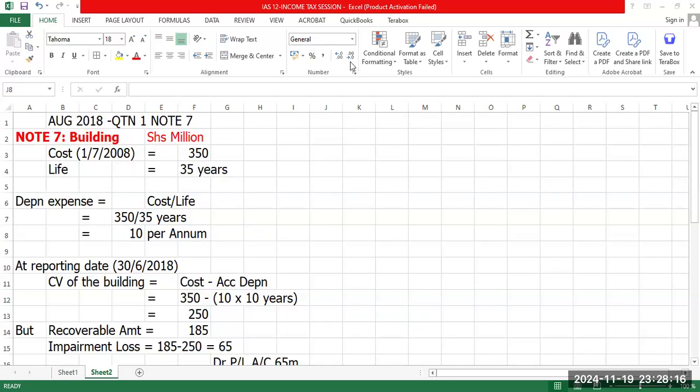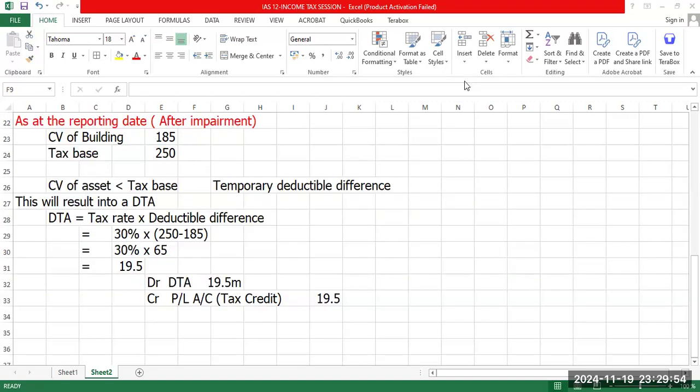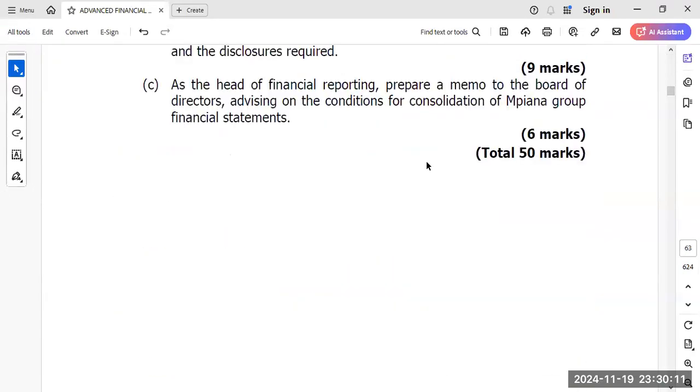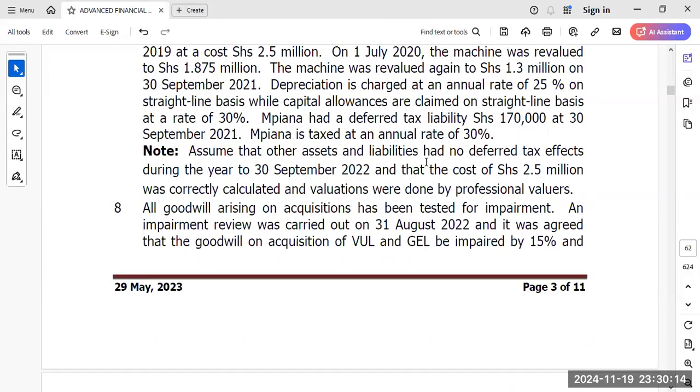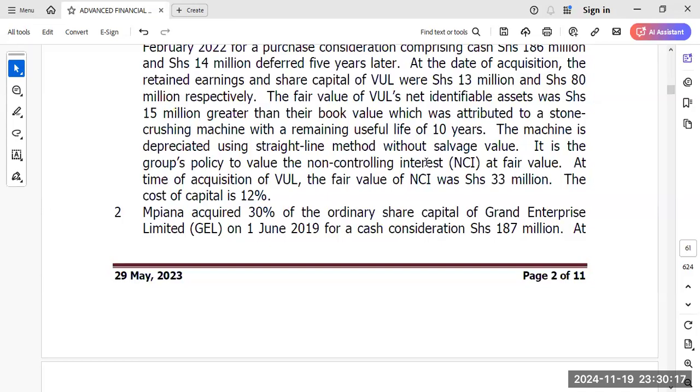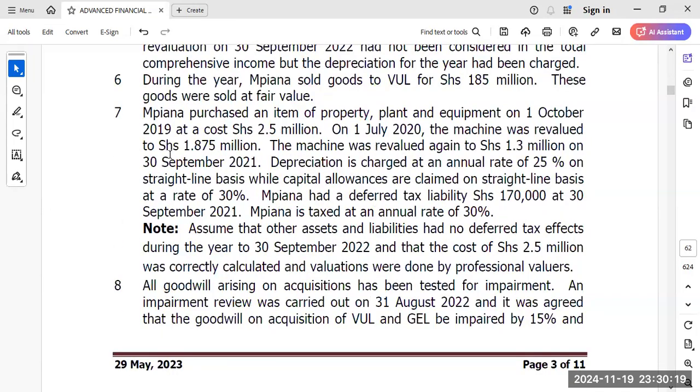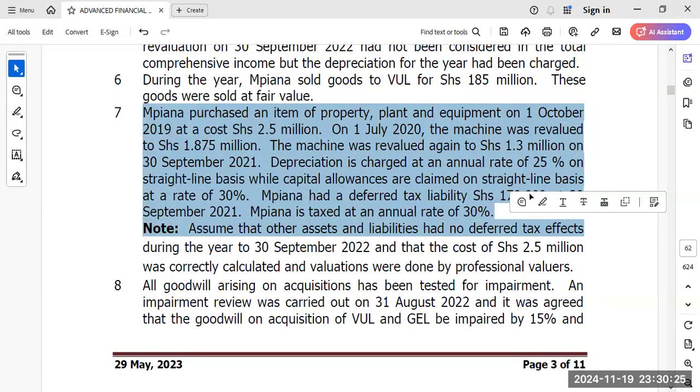Let's handle the last note. Which note should we do? May 2023, the current one. Okay, let me see whether we have. Okay, May is here. It is note number what? Number 7. Note number 7. You see that.